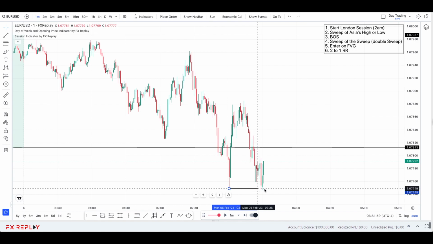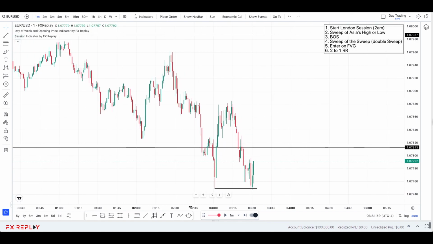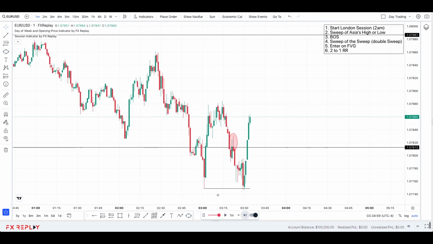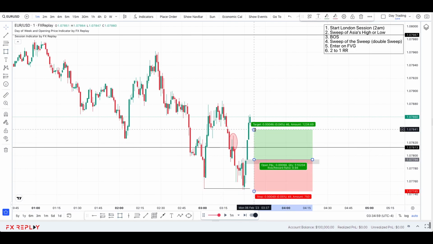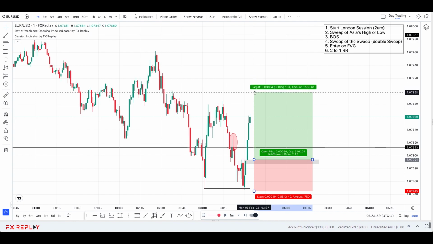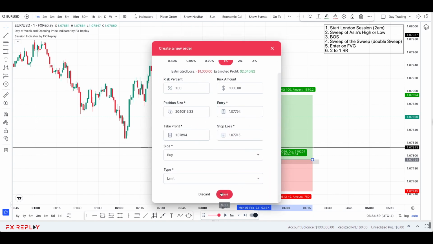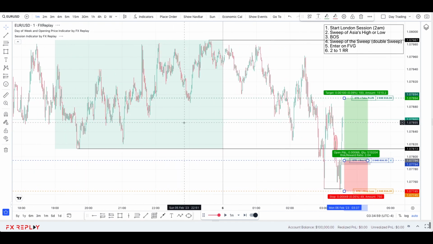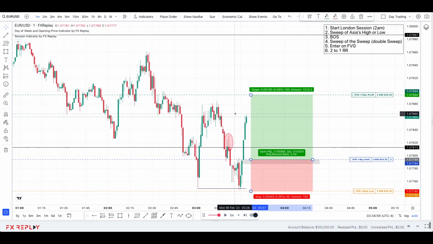And then right away, we had the double sweep, right? So now I would like to see this level being taken out. Perfect. So now what I'm seeing here is this fair value gap. And then we can just go for a 1-to-2. So this is the first trade I was able to find during my backtest until now. This happened on the 6th of February. So let's see how this one goes.